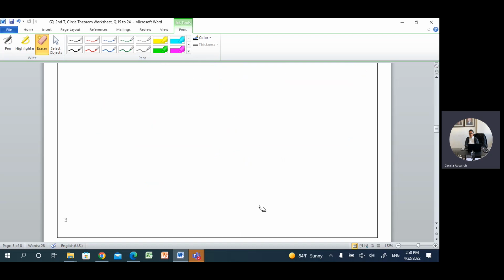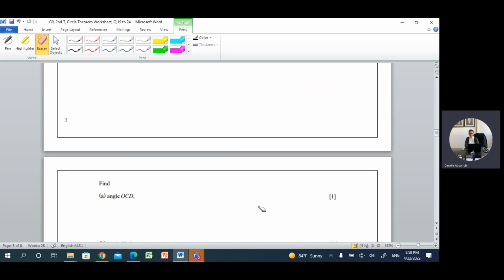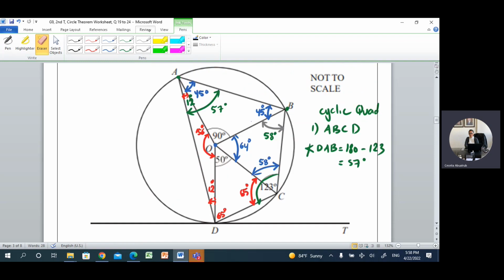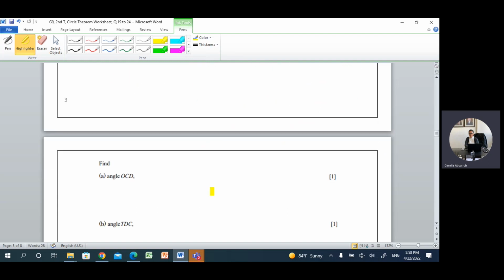And here we can start answering the questions. So they want angle OCD. So let's have a look. OCD. So it is 65 degrees. So the answer for the first one is equal to 65 degrees.